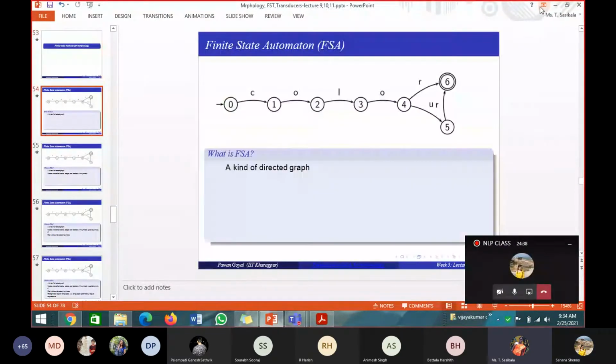What is a finite state automaton? It is a kind of directed graph. It is represented as a figure. If you take this graph, we have 6 nodes. Nodes are also called states. There are edges between the states or nodes, shown as a line with an arrow mark, and above the edges we will have the labels.